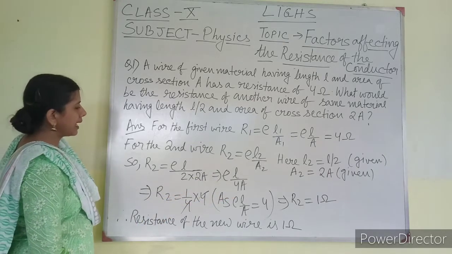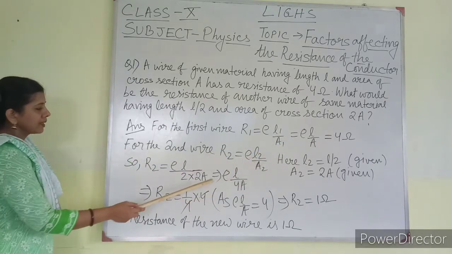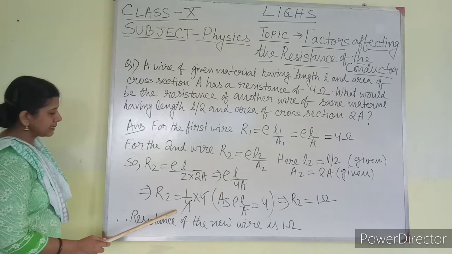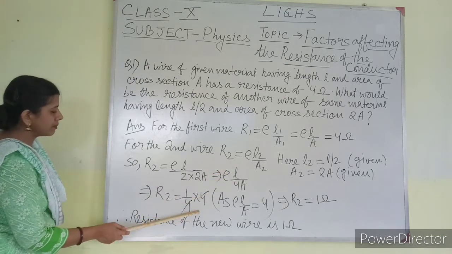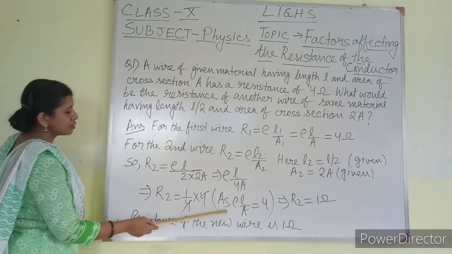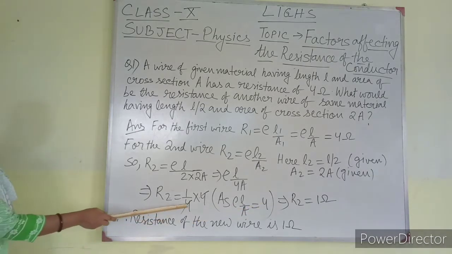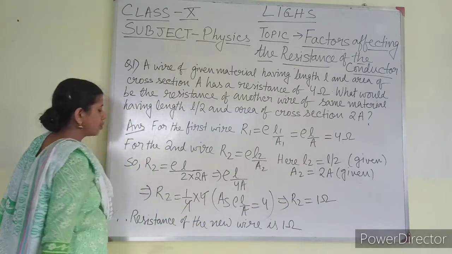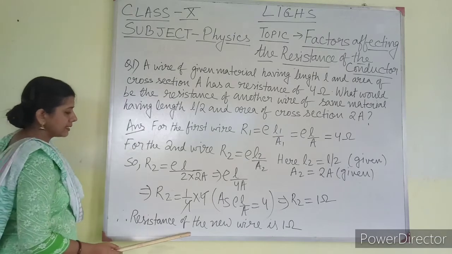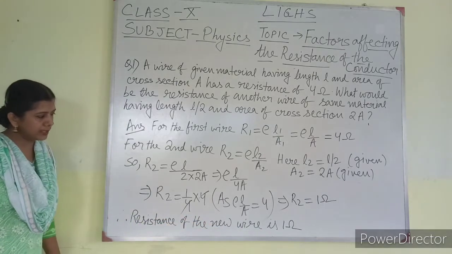Now I know that rho L by A equal to 4. So I am separating 1 by 4 here, and instead of rho L by A, I am writing 4, because we know that rho L by A equal to 4. By calculation I am getting R2 equal to 1 ohm. So I can say that the resistance of the new wire is 1 ohm. So this is one numerical solved.